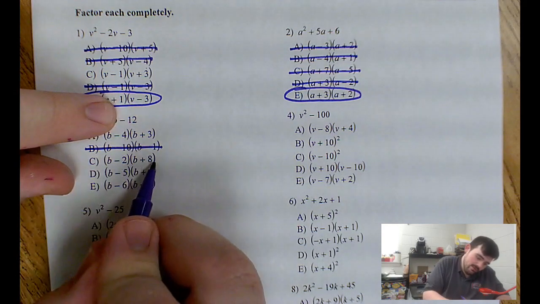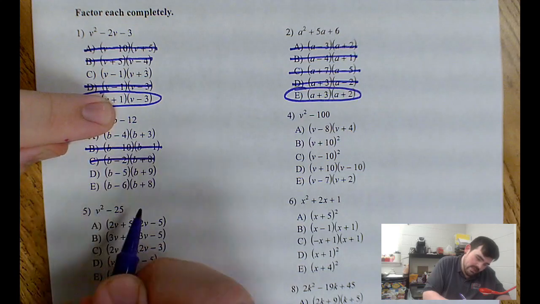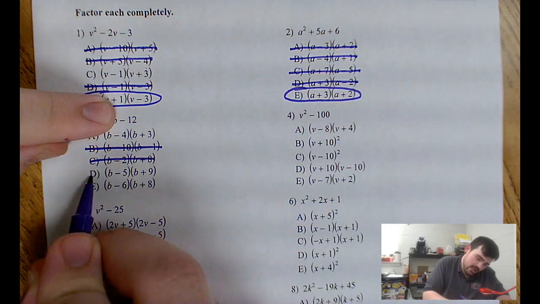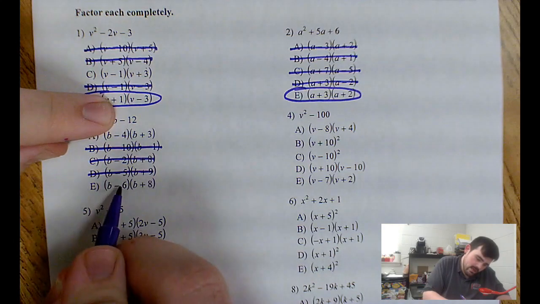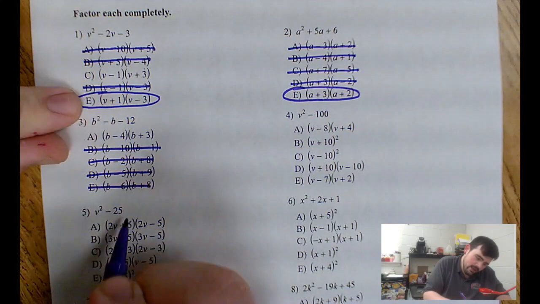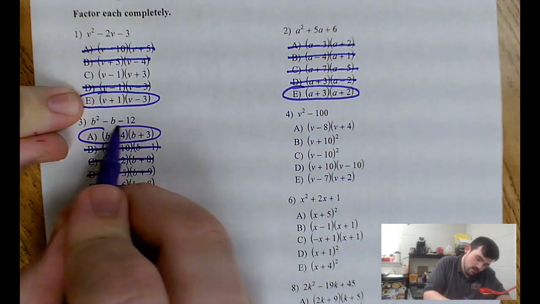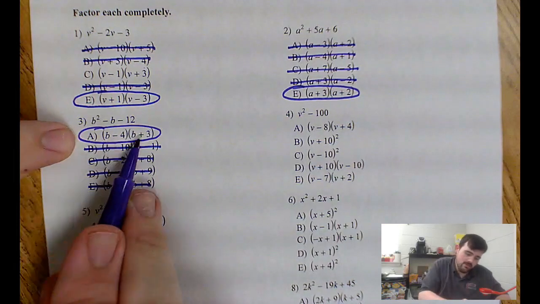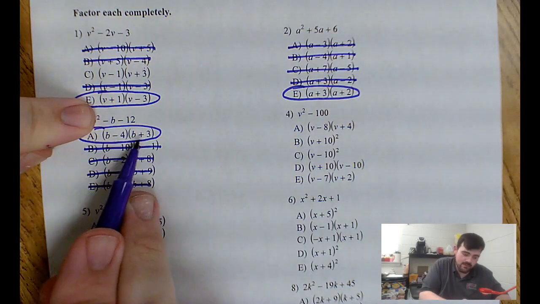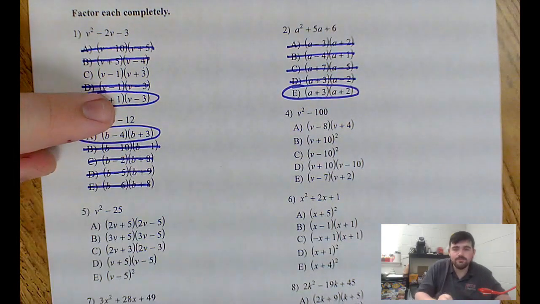Well, negative 2 and 8 make negative 16. Negative 5 and 9 make negative 45. Negative 6 and 8 make negative 48. The answer is A. Negative 4 plus 3 is negative 1. Negative 4 times 3 is negative 12.